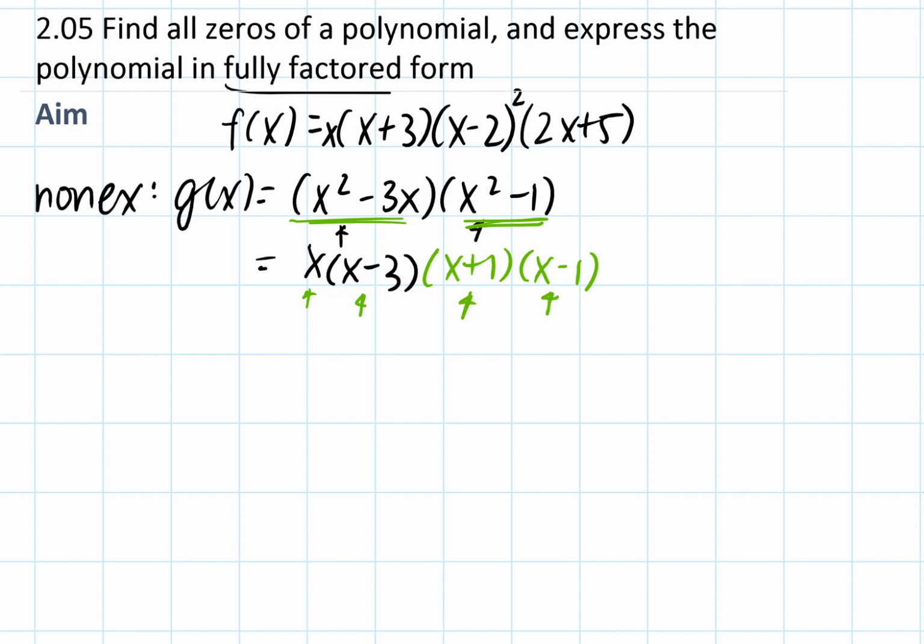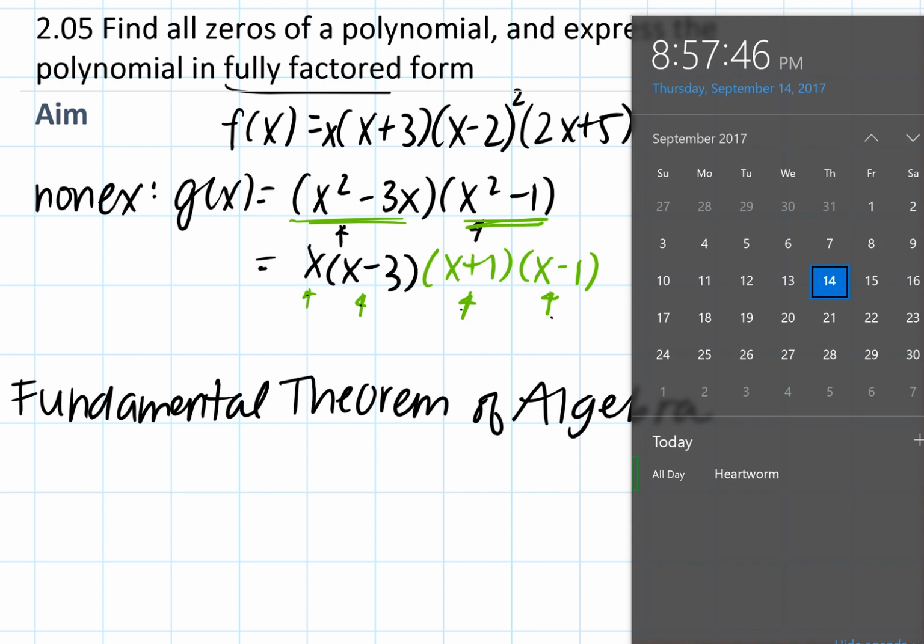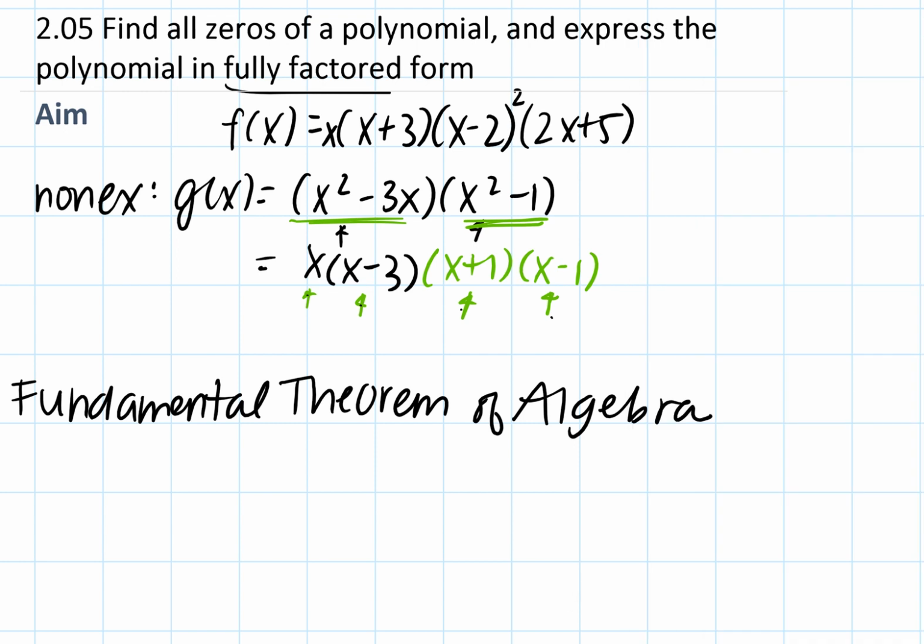One way to tell if a function is fully factored is to look at every single factor and make sure they're linear. Another way is to apply the fundamental theorem of algebra. Fundamental meaning it's absolutely critical, groundbreaking. And the fundamental theorem of algebra states that a degree n polynomial always has n roots. And if it has n roots, then it has n factors.